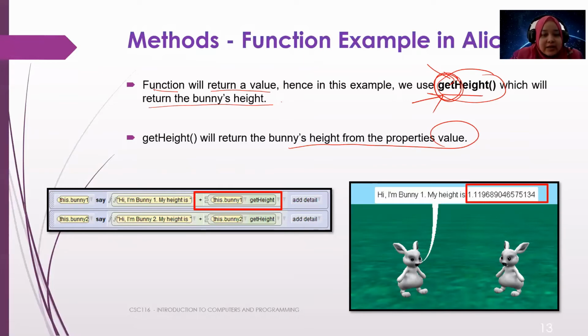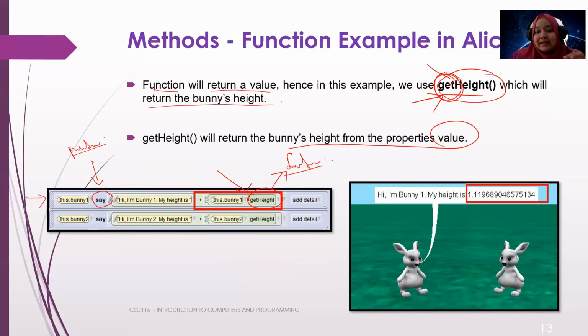Okay, if we look here, this is an example of an instruction inside the Alice software. This dot bunny say hi bunny one my height is. When we see say, is it a procedure or a function? It just speaks. When it speaks, it is a procedure. Procedure method: hi I'm bunny one my height is. But when we see this one, this dot bunny one, get height, what is this? This is a function.